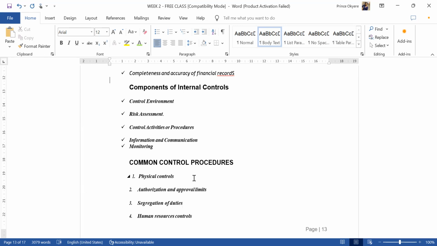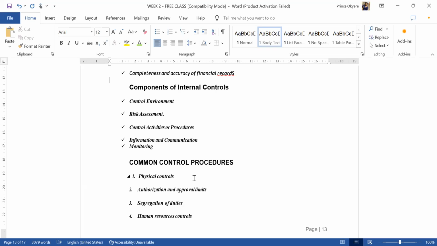Then monitoring. If you don't monitor the control, like the example I gave, you can have this control in place, but the people will collude and still be stealing. It means that the control is not working. So once you monitor, you are able to realign the controls and do the right thing.